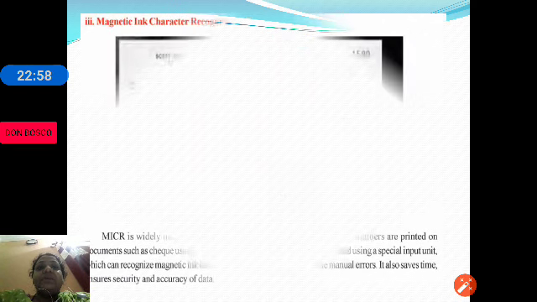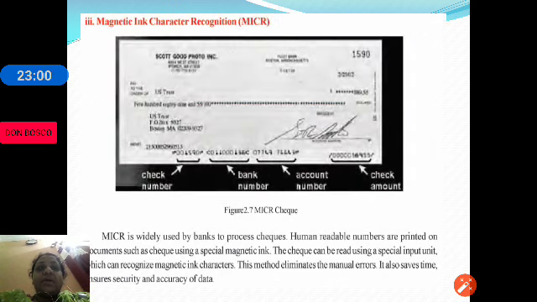Next comes MICR, magnetic ink character recognition. You can see on the screen a check that is issued in a bank. Generally, MICR is used in banks for processing checks. There are some digital data printed on a check.